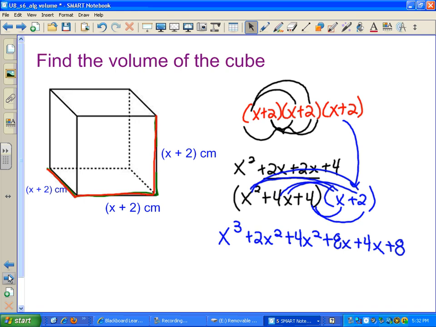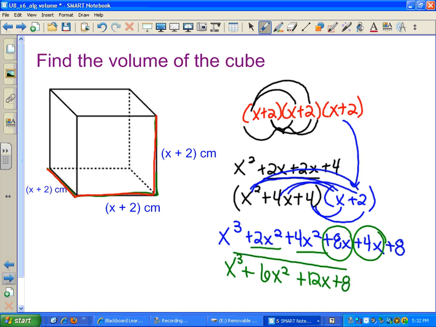And now I'm going to go ahead and combine any terms that I can. I have x cubed plus 2x squared and 4x squared is 6x squared. 8x and 4x is 12x, and then I have plus 8. My units here are centimeters cubed. So the volume of that cube is x cubed plus 6x squared plus 12x plus 8.